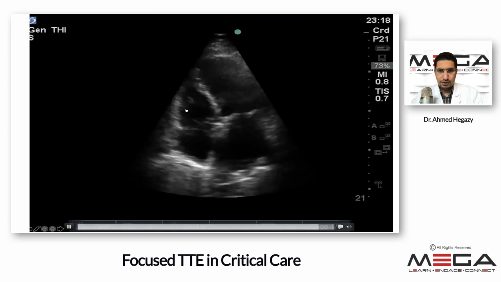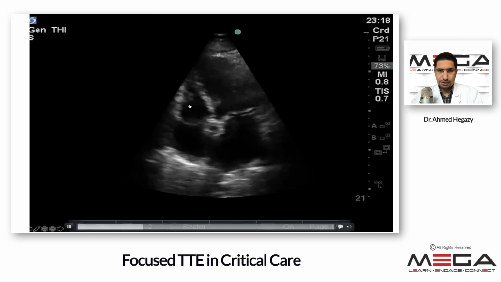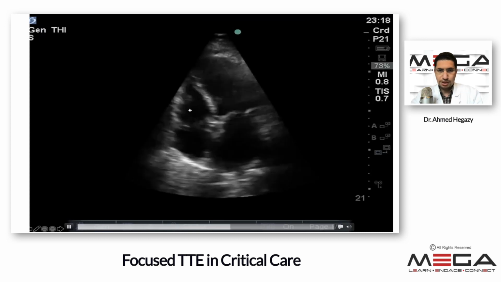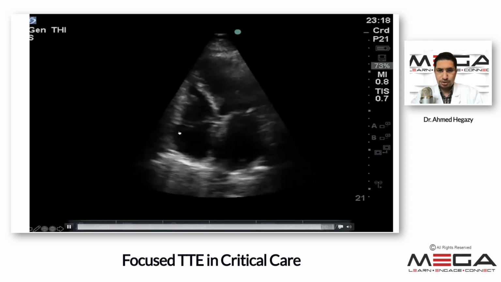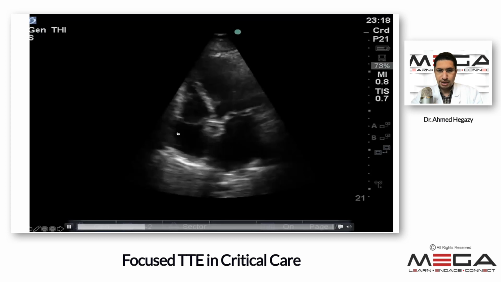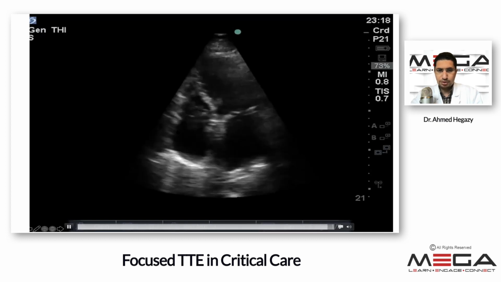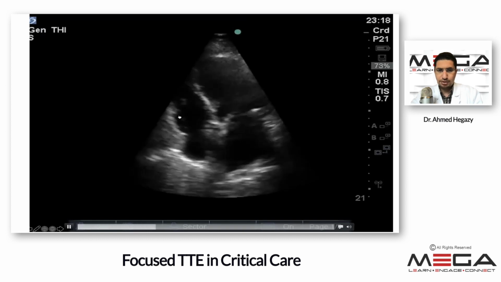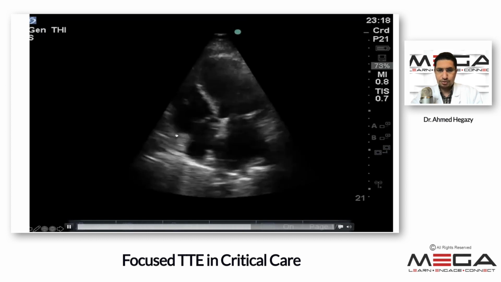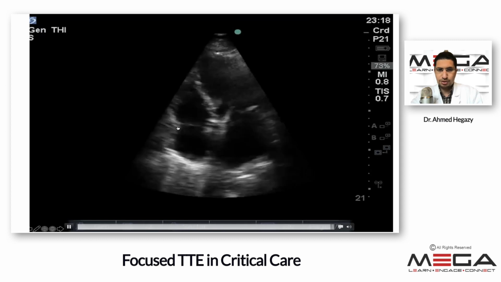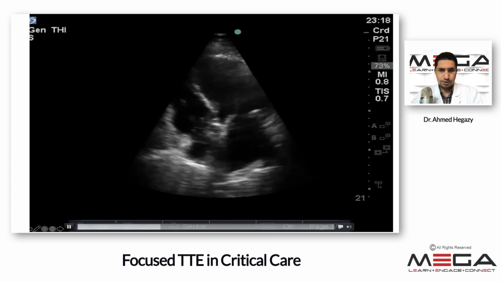And then the RV here looks normal. The RV size looks normal. It's less than 2/3 the size of the LV. Contractility certainly looks good. The tricuspid annulus has a lot of excursion. This is one of the ways to assess RV function, looking at the tricuspid annular plane systolic excursion. How far is the tricuspid annulus moving up and down with each systole? And it seems to be moving quite adequately here.